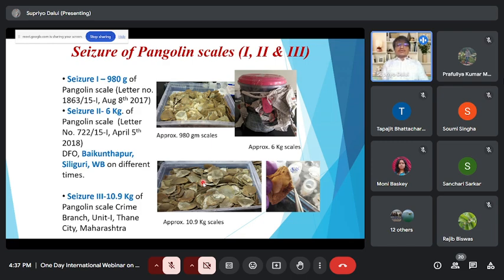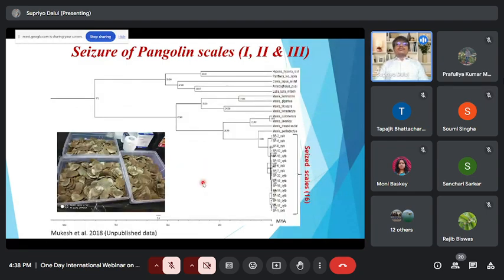Otherwise such a big consignment is not possible. So our first duty is to find out what this species is. Is it Indian pangolin or Chinese pangolin? Then how many individuals have been killed, and where have these individuals been killed, from which parts of India, or is it outside India or not? So for that, genetic analysis is perfect.